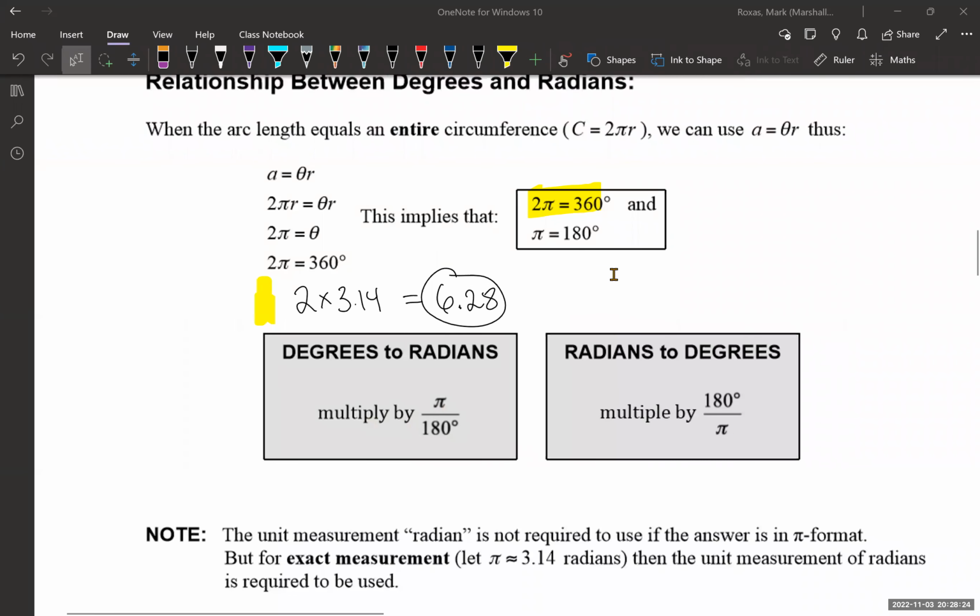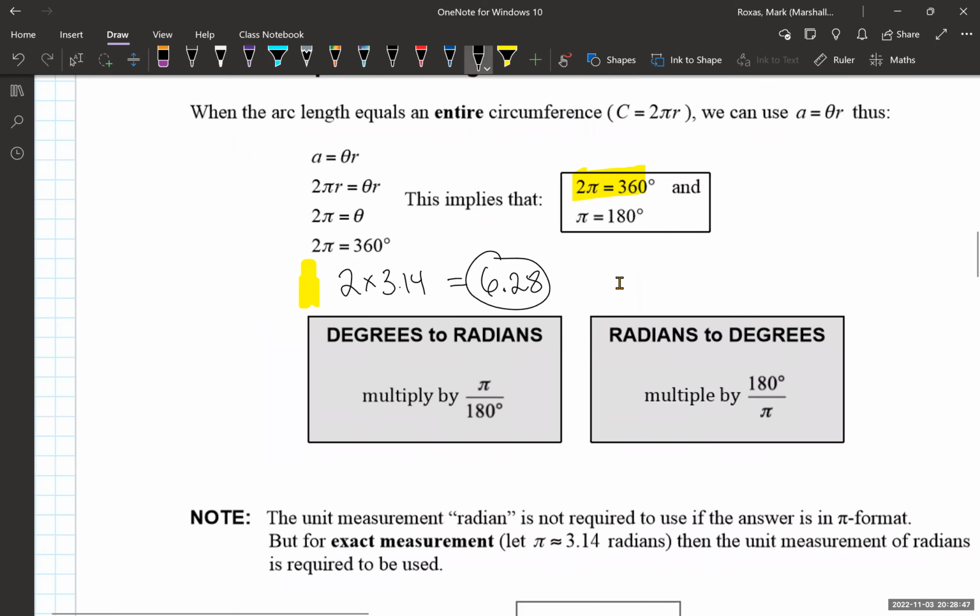So how do we convert from degrees to radians and radians to degrees? If we take the idea that 2 pi is equal to 360, or the simpler version, pi equals 180, then all you have to do is take the number of radians you have and multiply it by pi over 180. Think of it as setting up a proportion.